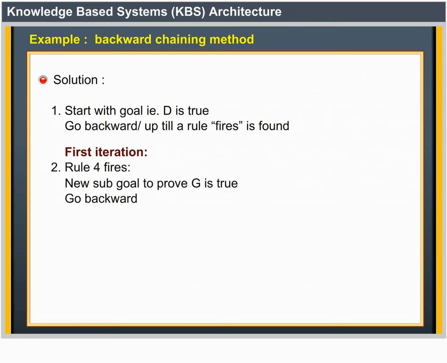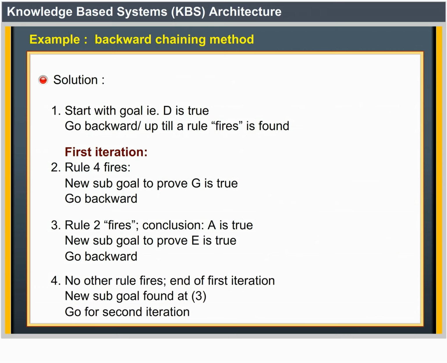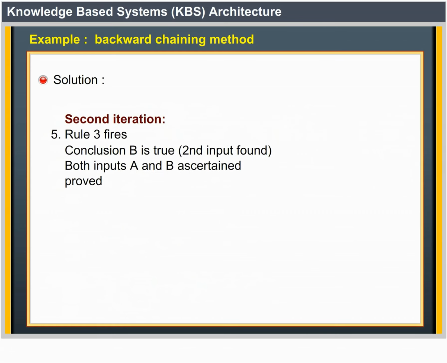First iteration. Rule 4 fires. New subgoal: prove G is true. Go backward. Rule 2 fires. Conclusion: A is true. A new subgoal: prove E is true. Go backward. No other rule fires. End of first iteration. New subgoal found at 3. Go for second iteration. Rule 3 fires. Conclusion: B is true. Second input found. Both inputs A and B are ascertained. Proved.